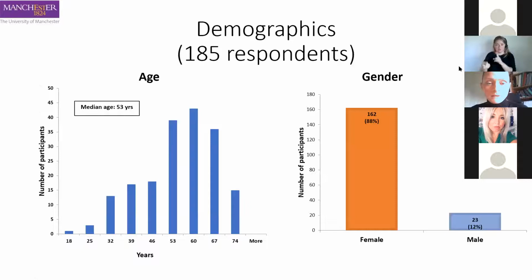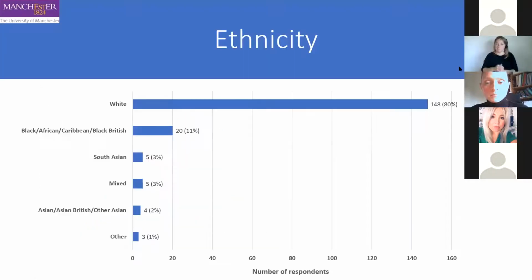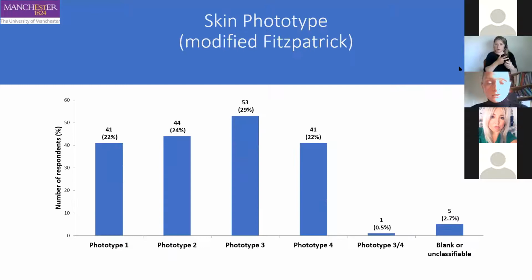Ages range from 25 to 74 with a median age of 53. And as you would expect in a connective tissue disease cohort, the gender was predominantly female. There was an overwhelming Caucasian representation within this cohort, with representation across other ethnic minorities also. All skin phototypes were represented, however, skin phototype 3 was the most common.